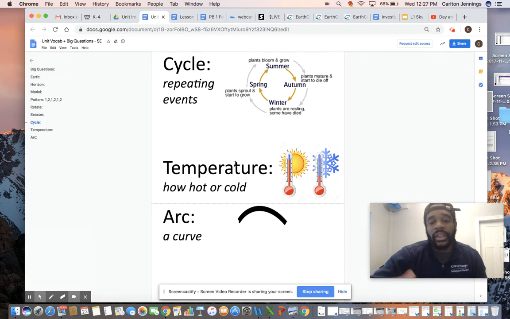Everyone say temperature. Temperature is how hot or cold something is. So obviously when the temperature is high, it's hotter, and when the temperature is lower, it's cooler or colder. Arc. Arc is a curve. This is how we've been seeing how the sun has been moving across the sky. These are our vocabulary words that we are using to learn more about the spinning earth.